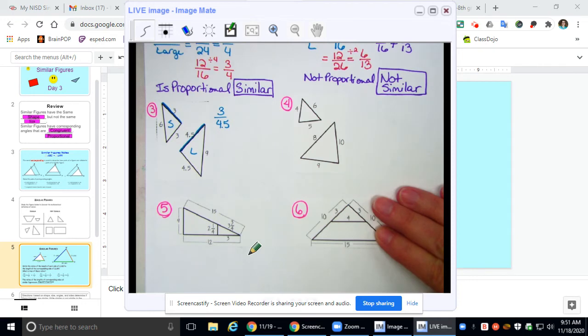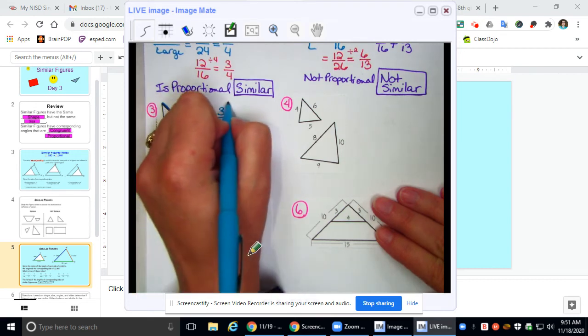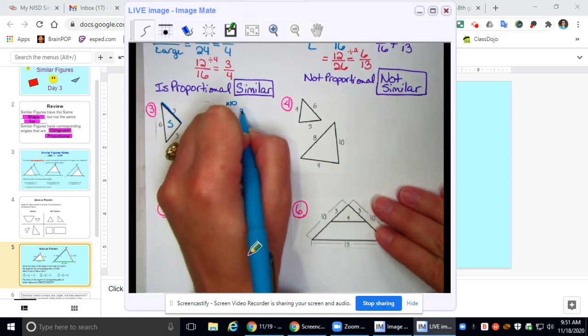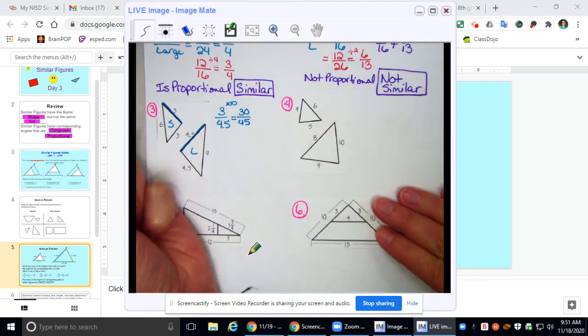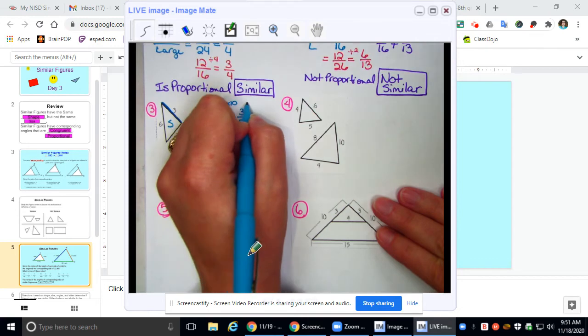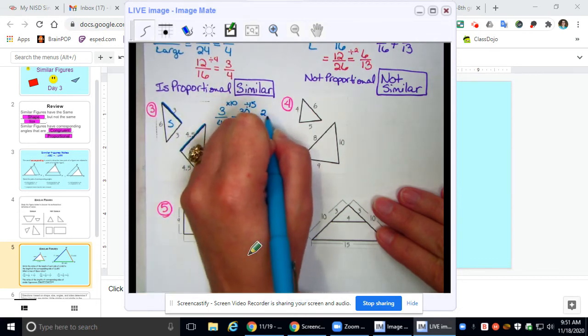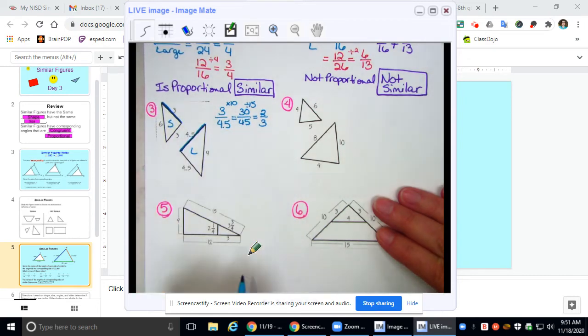So one way to get rid of that decimal and to make it look nice and neat is for us to multiply it by 10. Okay, so when we do that, we get 30 over 45. From there, we want to simplify, and I'm going to simplify by 15. We get 2, and 45 divided by 15 is 3. So our ratio is 2 to 3.